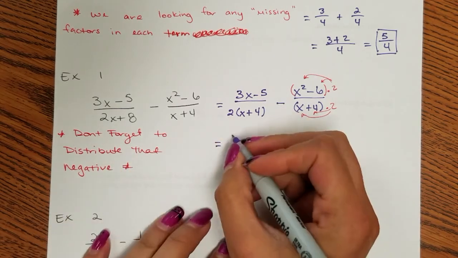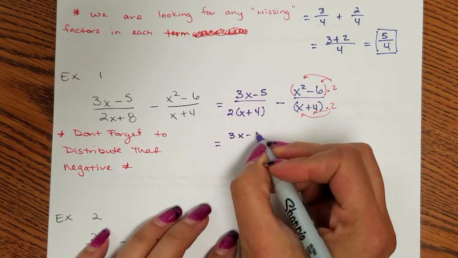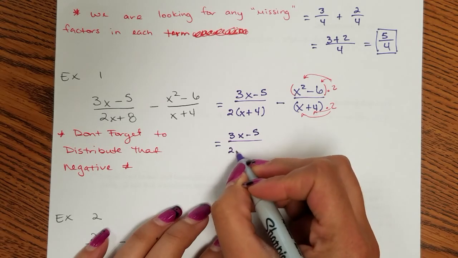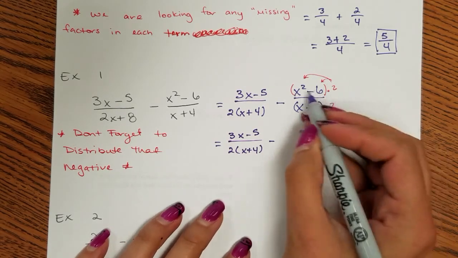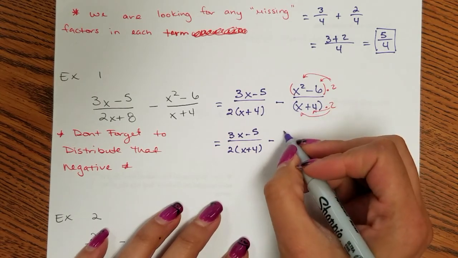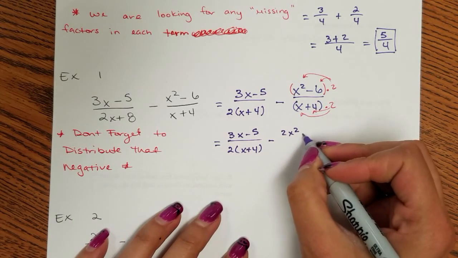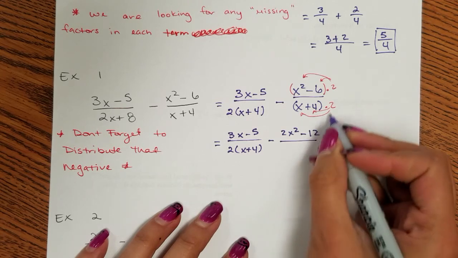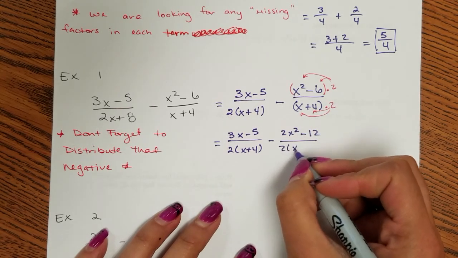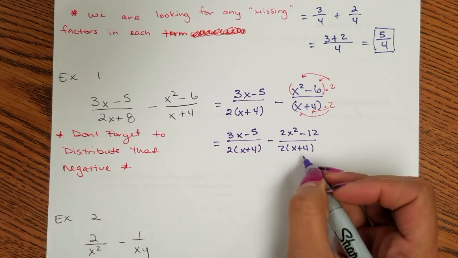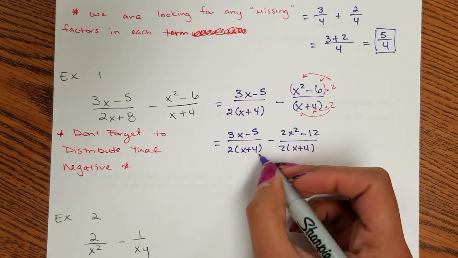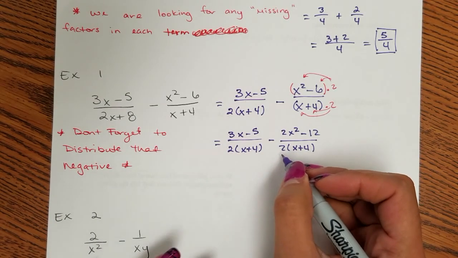So I'm just going to bring this down over here. 3x minus 5 over 2x plus 4 minus, I'm actually going to distribute that 2, so 2x squared minus 12 in the numerator, and in the bottom I'm going to leave it in factored form so that you can see now we have the exact same thing in the top. We have the exact same thing in both denominators.